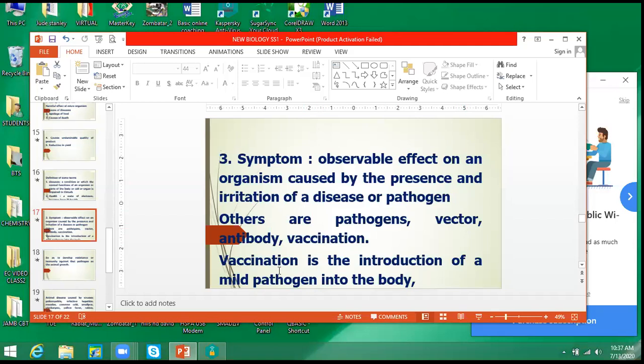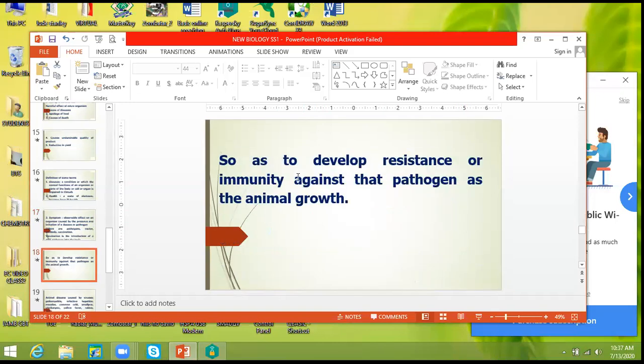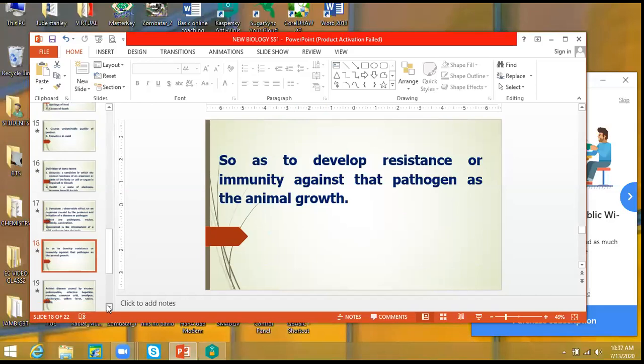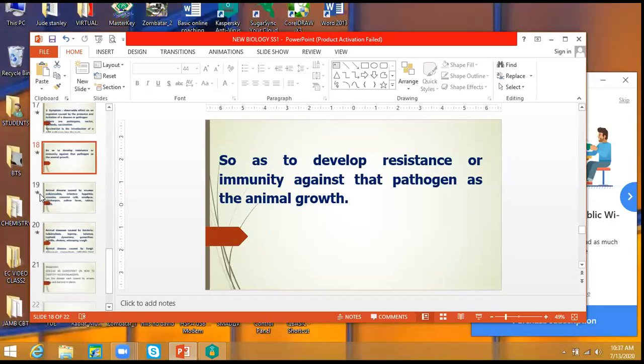Now, what is vaccination? I said it is the introduction of a mild pathogen into the body so as to develop resistance or immunity against that pathogen as the animal grows. Now, let's move forward.